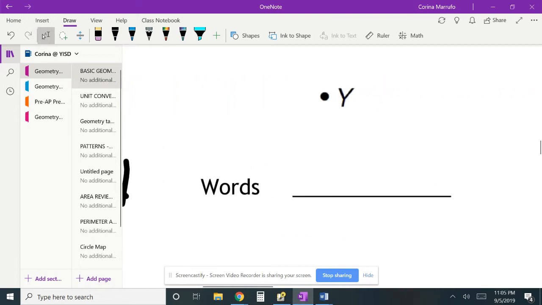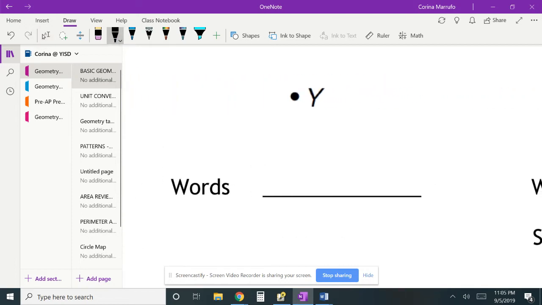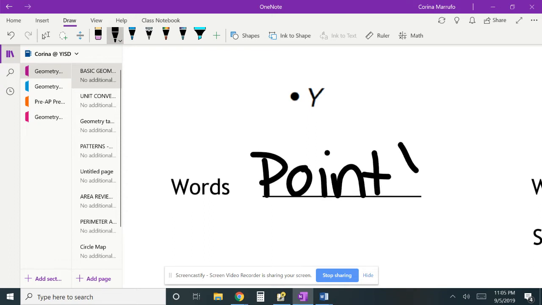Okay, let's move to the next one. This one is a point, and this is going to be point Y. Now there is no symbol for point, so you have to write out the whole word, point Y.